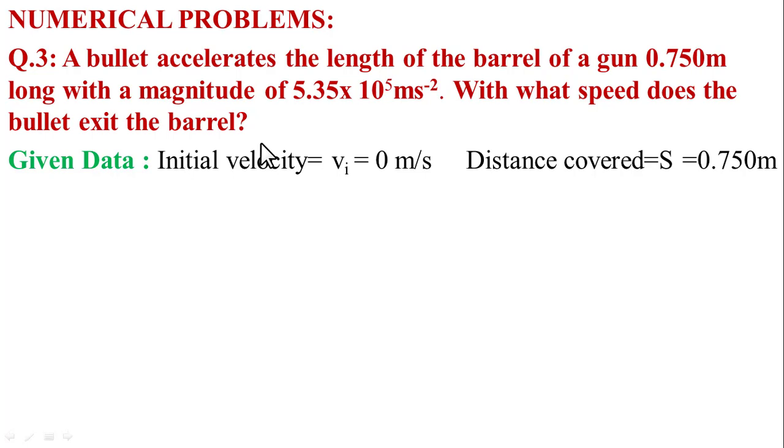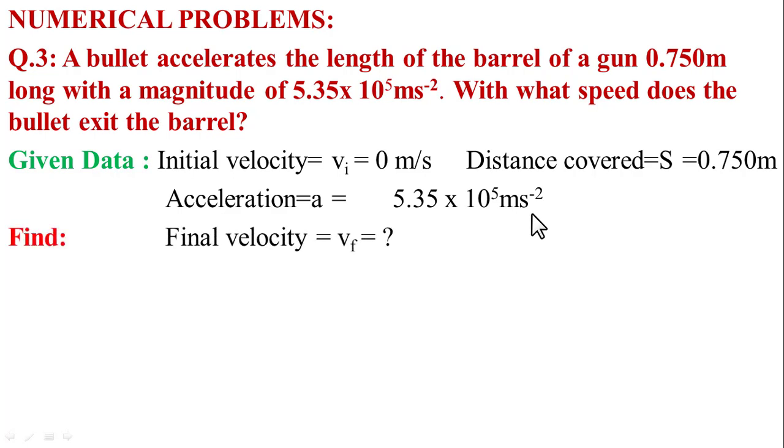Initial velocity Vi is equal to 0 meter per second. Why do we use 0 meter per second? Because at rest, velocity will be 0. Now, initial velocity Vi is equal to 0 meter per second. Distance covered S is equal to 0.750 meter. Now acceleration a is equal to 5.35 multiplied by 10 raised to power 5 meter per second square.